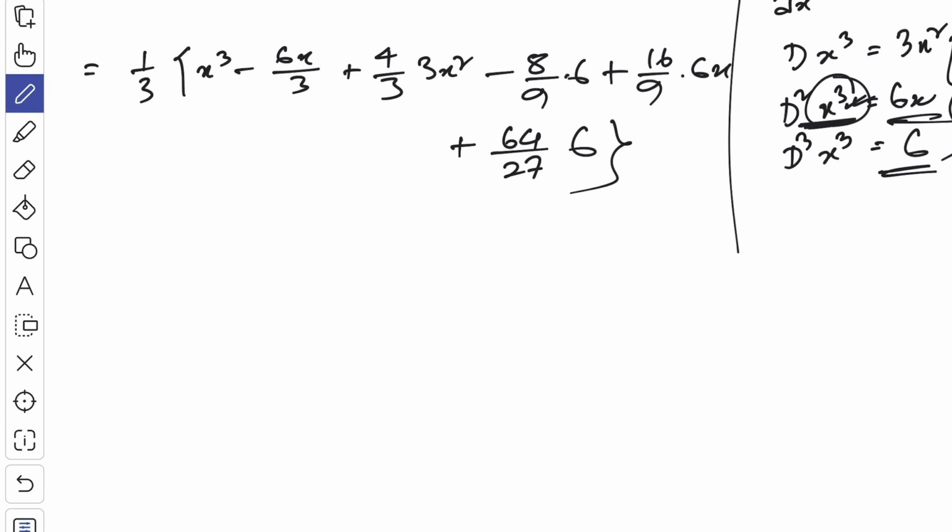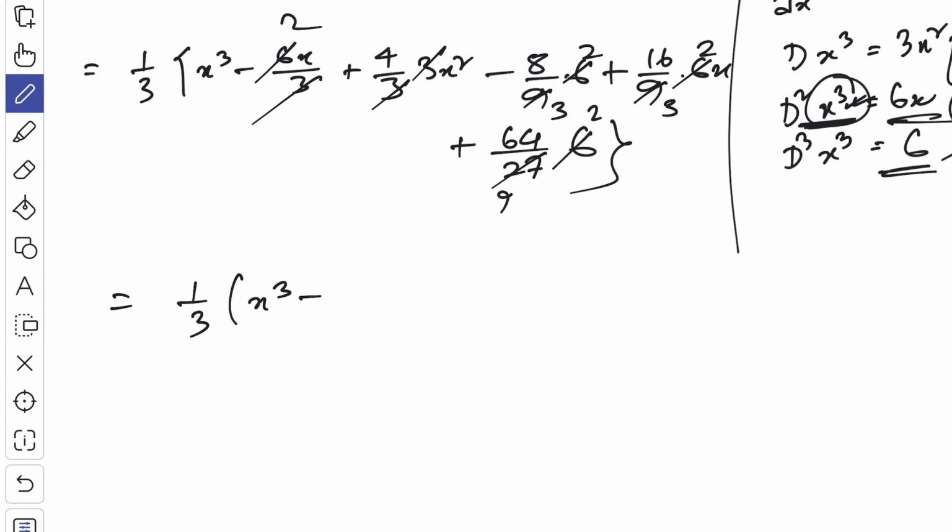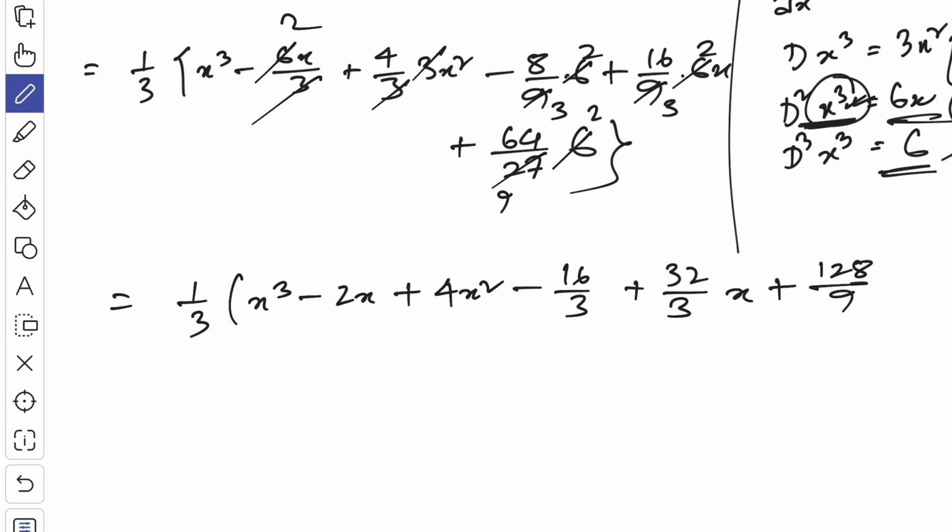So this is pi, and if you simplify this, then what will you get? So first let me simplify this. 1 by 3 x cube minus this in 2 times, here 3 gone, then 3 is a 9, 3 to the 6, then 3 is a 9, 3 to the 6, then here it will be 3 9 the 27, 3 to the 6, and after simplification we will get x cube minus 2x plus 4 x square minus 16 by 3 plus 32 by 3x plus 128 by 9.